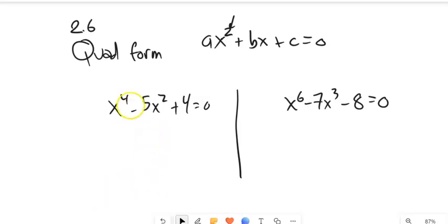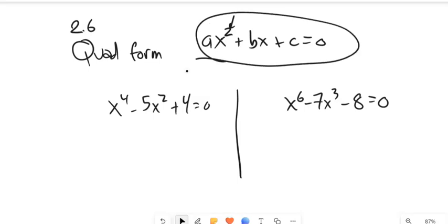What we're going to do is start to recognize equations that aren't quadratics, but they're in a quadratic form. I'll tell you what that means in just a minute, but it allows us to use all of our factoring techniques to solve. So as I look at this equation, x to the fourth minus 5x squared plus 4 equals 0, I notice it's not a quadratic. It has an x to the fourth in it.